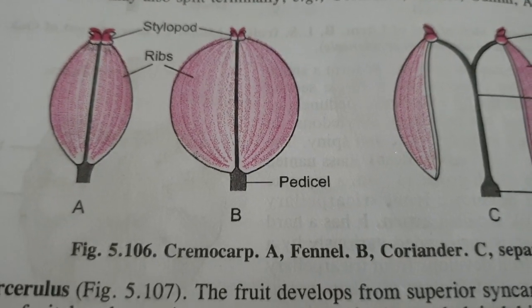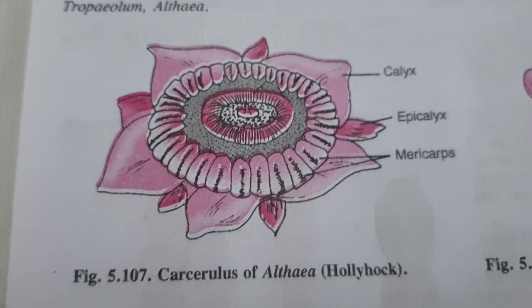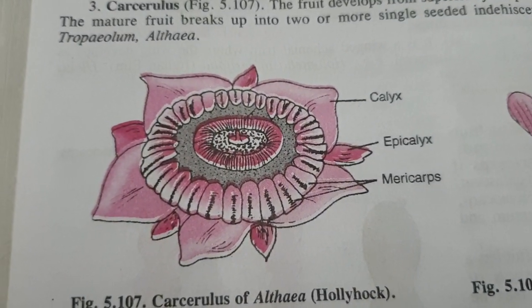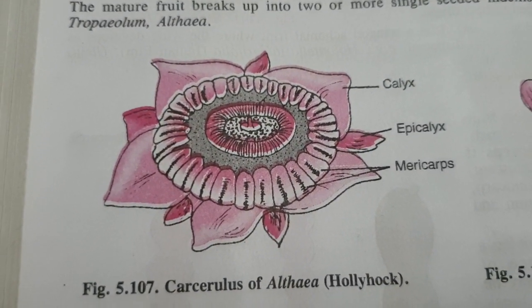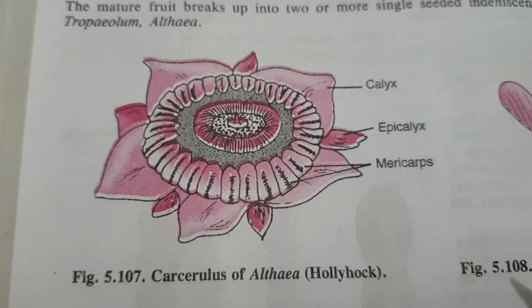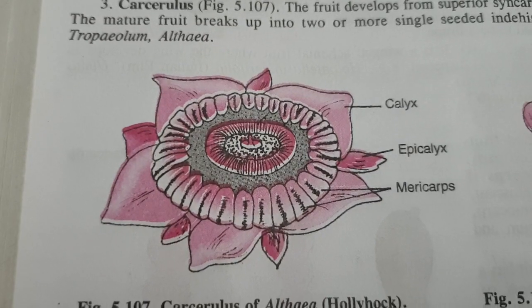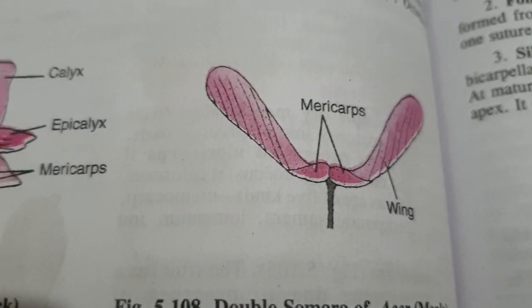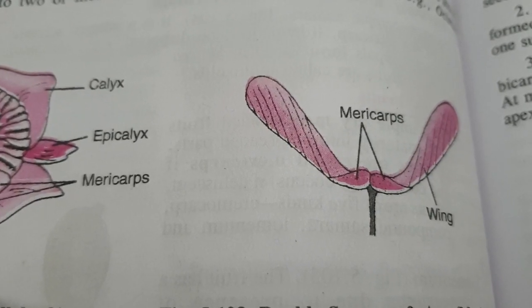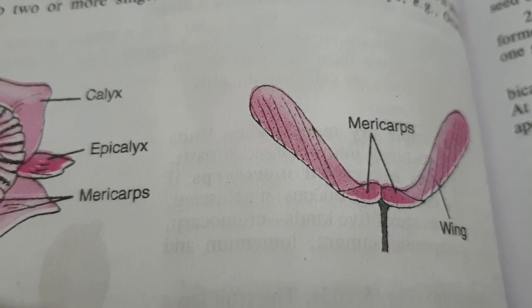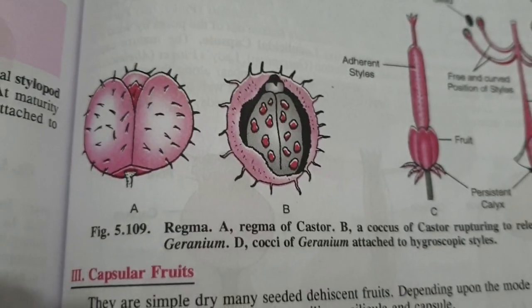Okay, then next is the carcerulus. This one is carcerulus. Okay, it develops from a superior bilocular or multilocular ovary as observed in case of nasturtium. Then next one is a compound samara. This one, as you can see, it's a winged fruit which splits at maturity into single seeded winged mericarps. Okay, as for example maples.